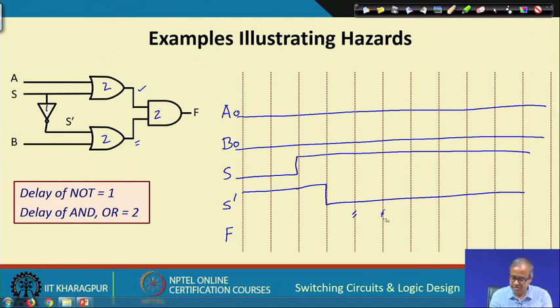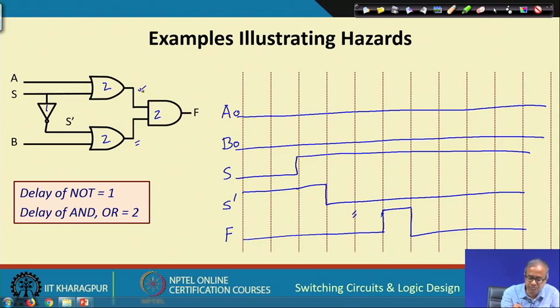So, if you just plot this, this will become like this. I suggest you also show the waveforms of these two lines and then do an AND, it will be clear to you. Here what you are seeing is that f was 0 and it is supposed to be 0 again in the stable state, but because of the delays of the gates it is temporarily moving to 1 and remaining 1 for one time unit before coming back to 0. This is an example of static hazard.